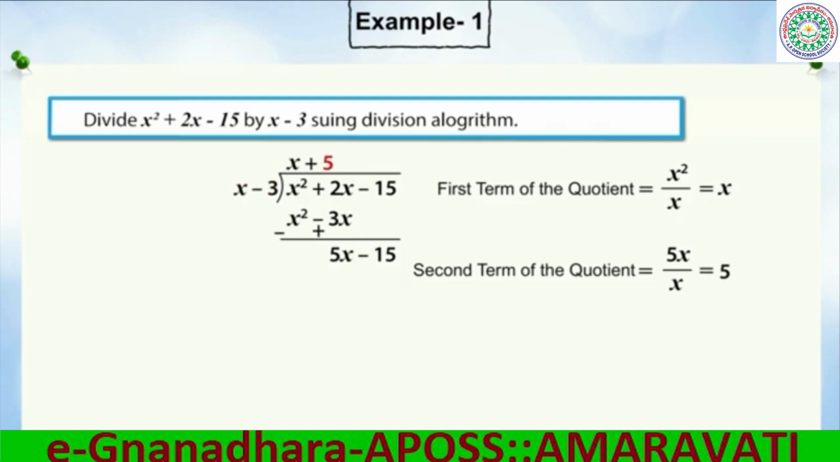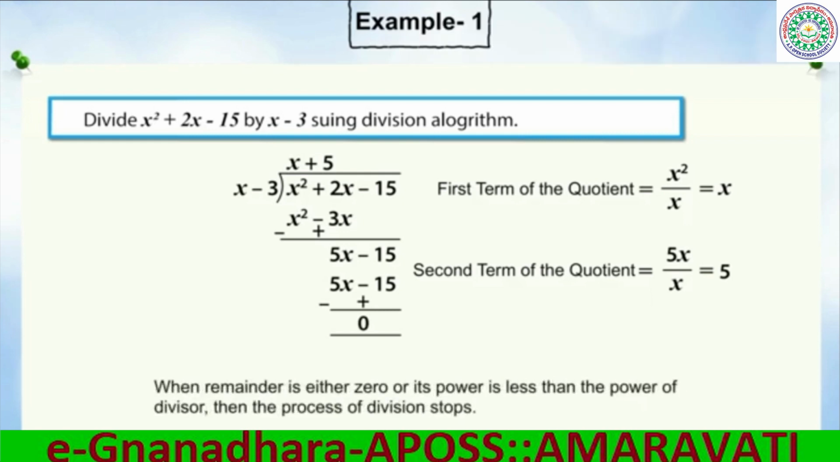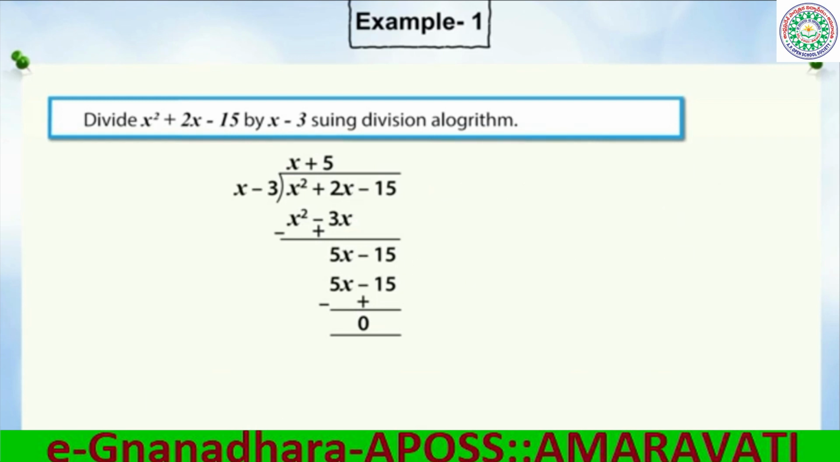Multiplying the divisor by this quotient and subtracting it by writing it below the new dividend will give the remainder 0. You must remember that when the remainder is either 0 or its power becomes less than the power of the divisor, then the division process stops. Hence, the process of dividing ends here. Thus, on dividing x square plus 2x minus 15 by x minus 3 gives the quotient x plus 5 and the remainder as 0.